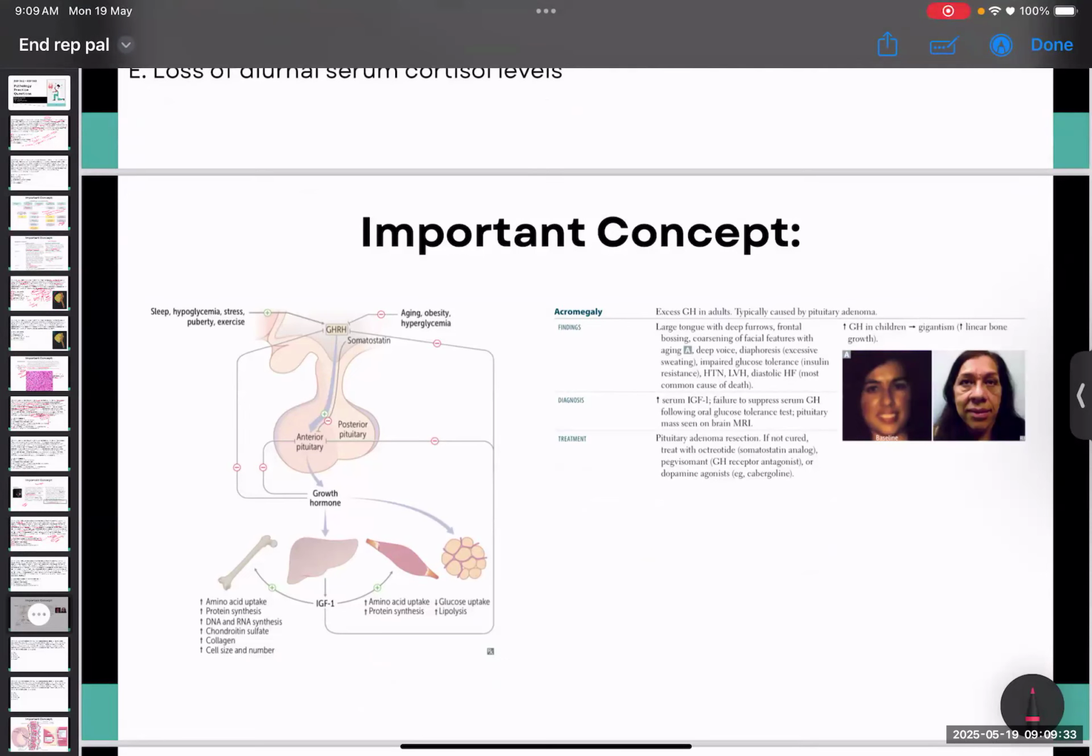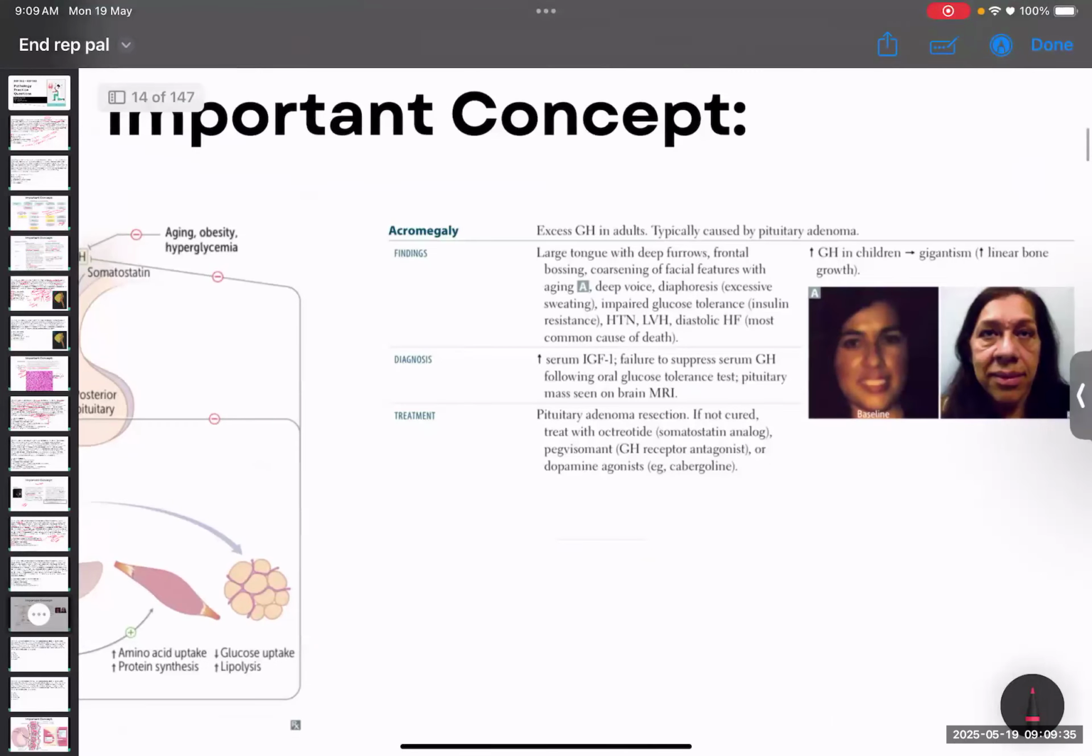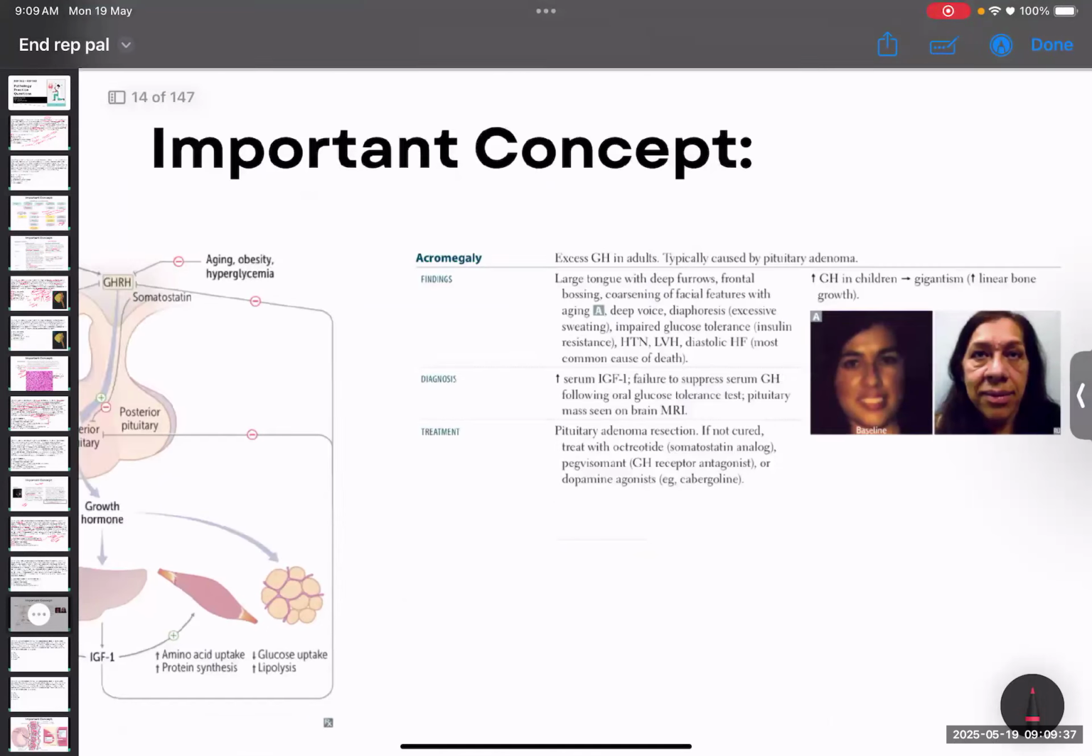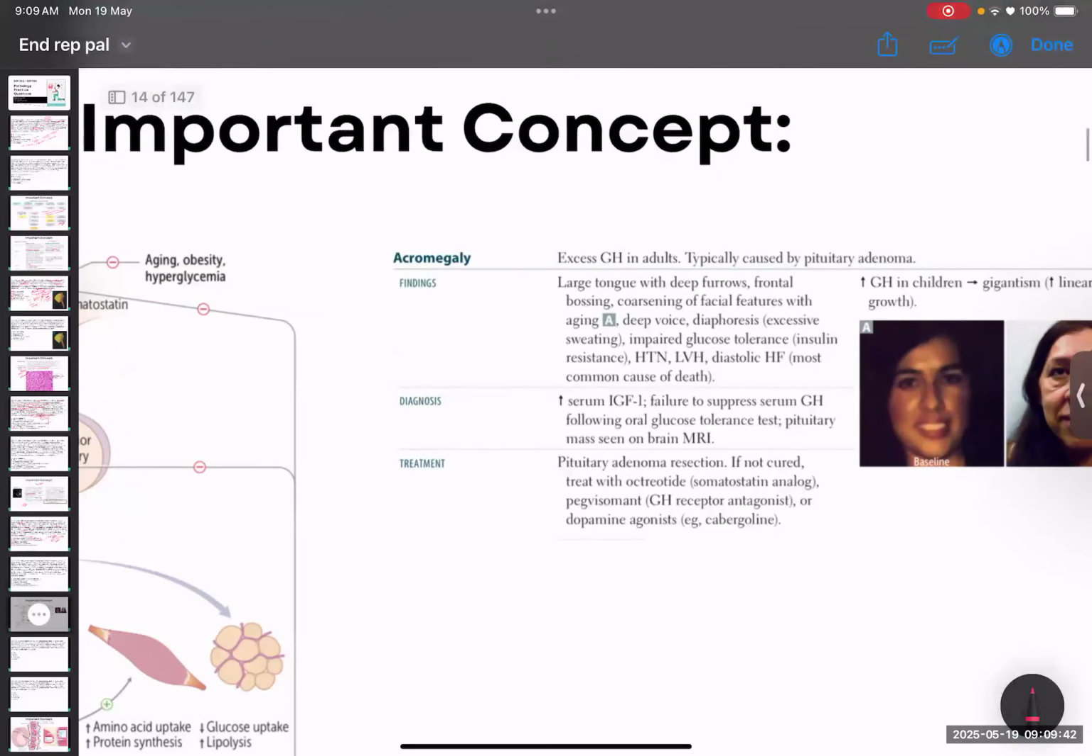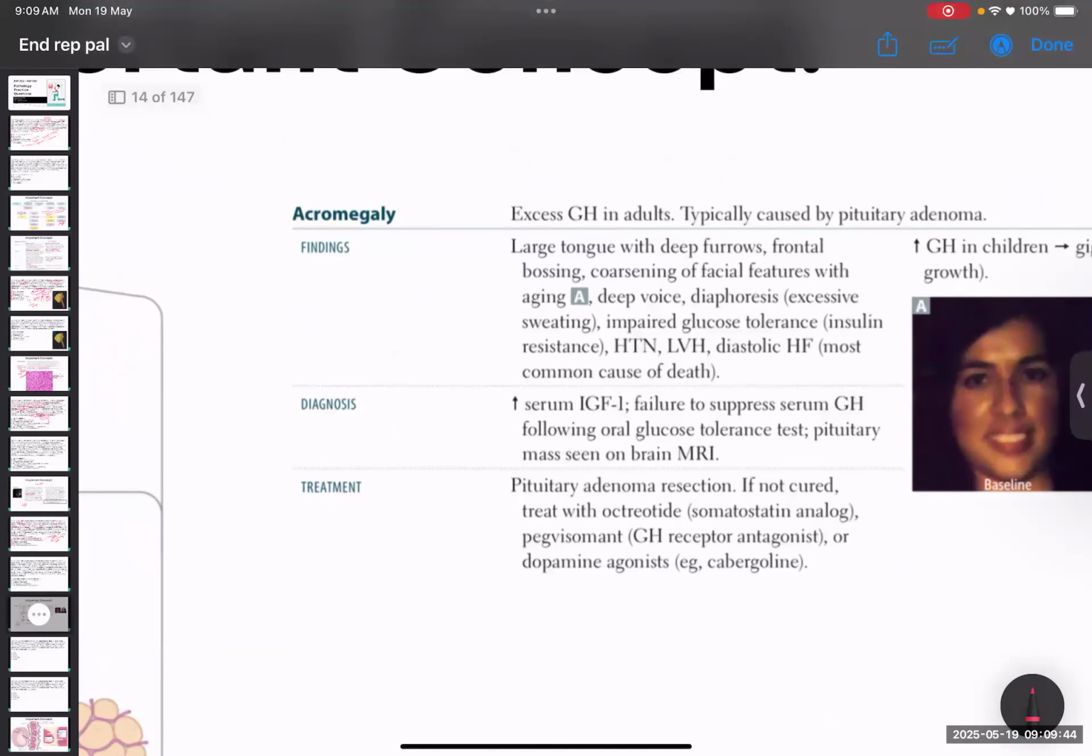And here's a slide about acromegaly. So it's excess growth hormone release in adults, and patients are typically presented with the coarse facial features, and one of the most important risk factors is development of cardiomegaly, because that could lead to diastolic heart failure, and it's the most common cause of death. So we want to prevent that.